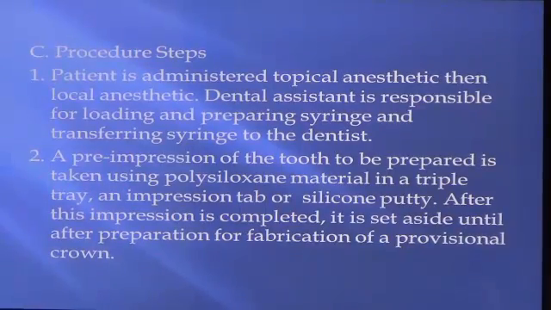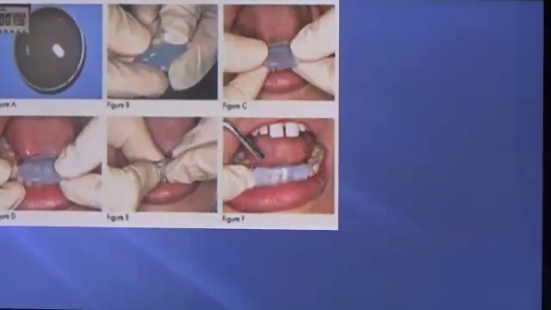This is on the test. A pre-impression of the tooth is prepared. It is taken using polyvinyl siloxane material in a triple tray, an impression tab, or silicone putty. We use an impression tab here. Okay, and you'll make your own impression tab, and you'll make your temporary. After this impression is completed, it is set aside until after the preparation, and it's used to make the temporary crown that the patient is going to go home with. Okay, and you'll make your own temporaries today.